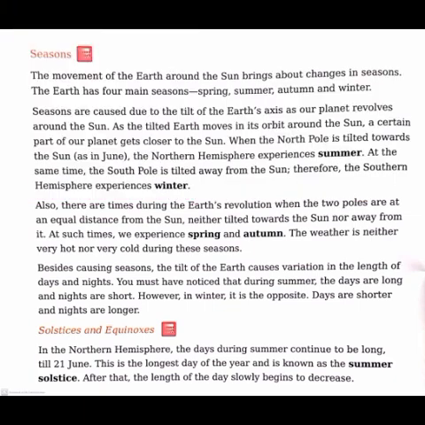Besides causing seasons, the tilt of the earth causes variation in the length of day and night. You must have noticed that in the summer season the days are long and the nights are short. However, in the winter season the nights are long and the days are short.